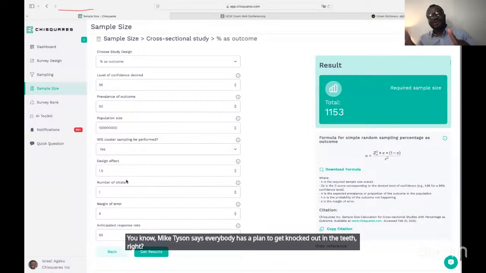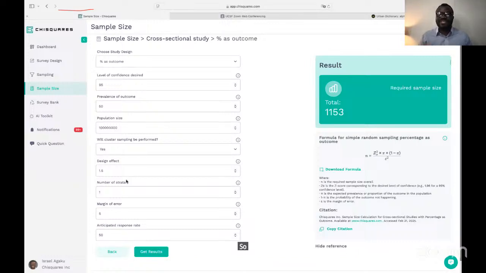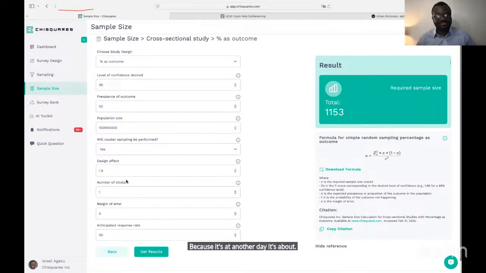You have your own plan for what you think the conditions will be, but you go to the real world and realize that they're quite far from different. So what happens? Well, it's still better than not having a plan at all, right? So that's the point we're trying to make. It's about understanding that it's not a clear field, and we need to be very intentional about what we do, because at the end of the day, it's about educated guesses.